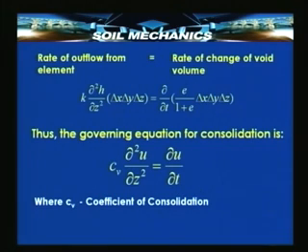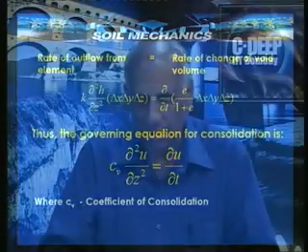The constant Cv that has come in this expression is known as the coefficient of consolidation, and we have to now solve this differential equation and find out what is the relationship between u, the excess hydrostatic pressure, and the two parameters z and t on which it depends. Let us see the next slide.